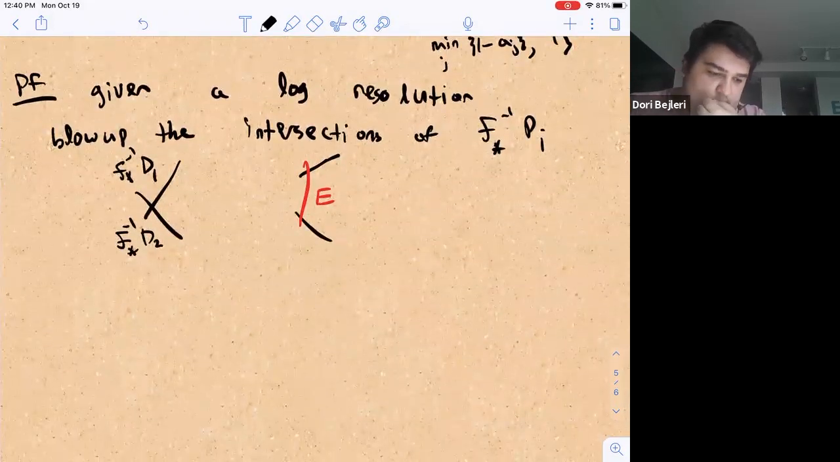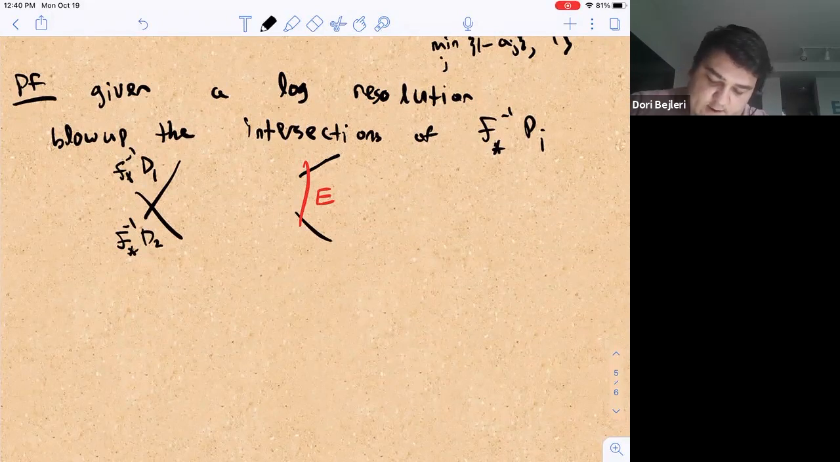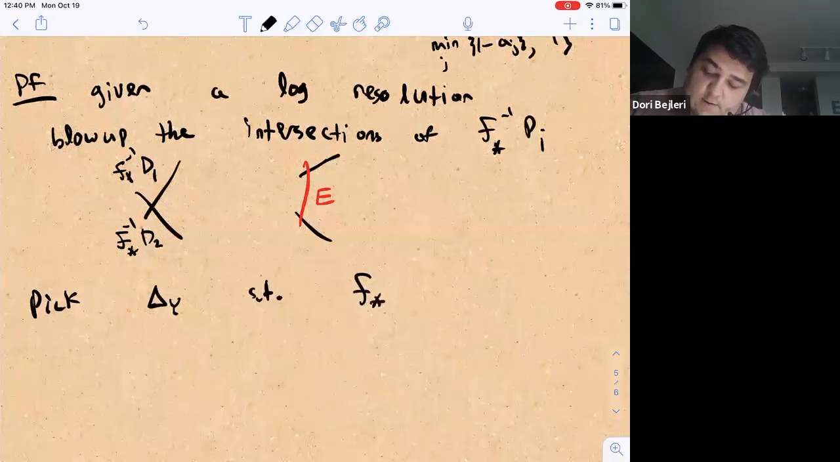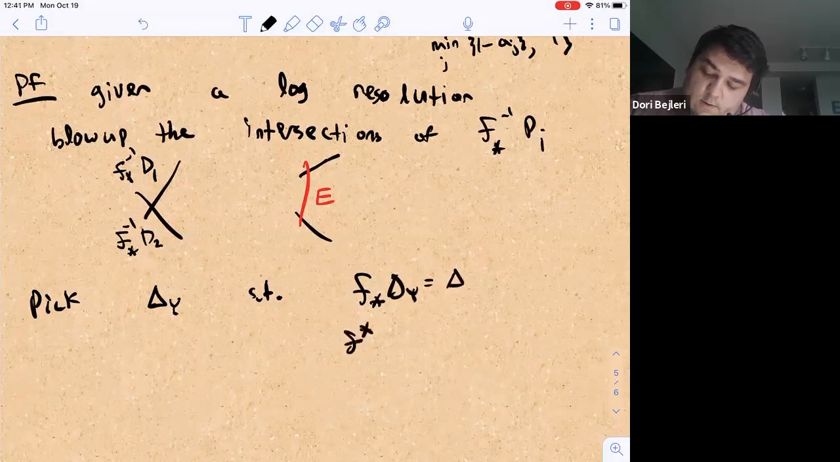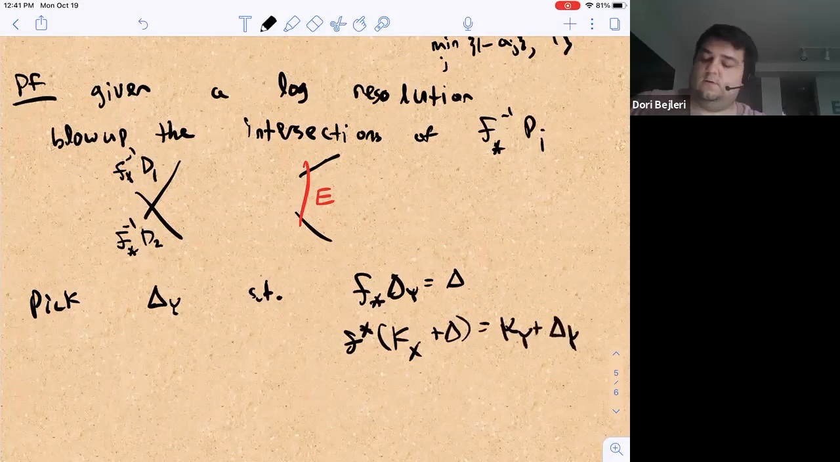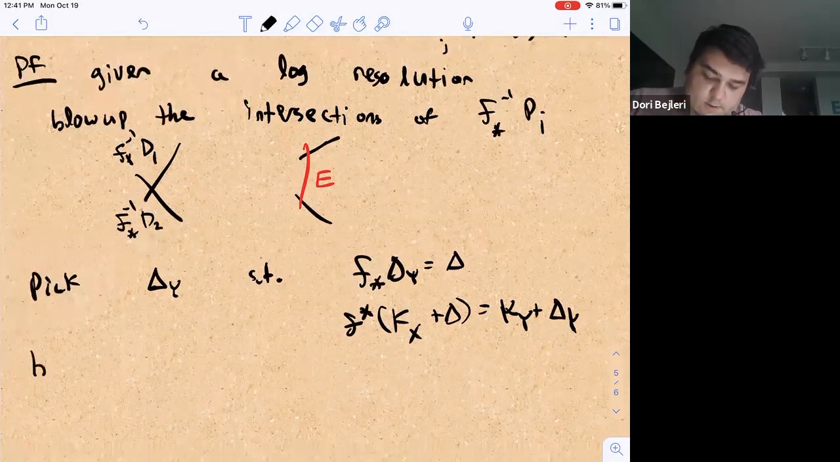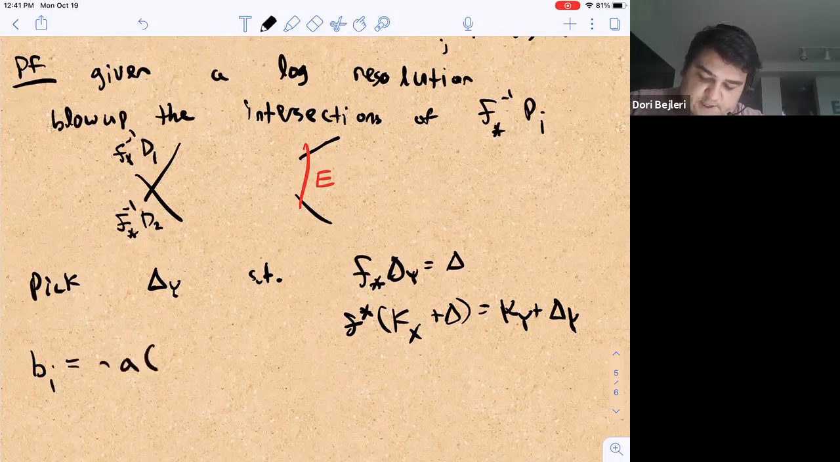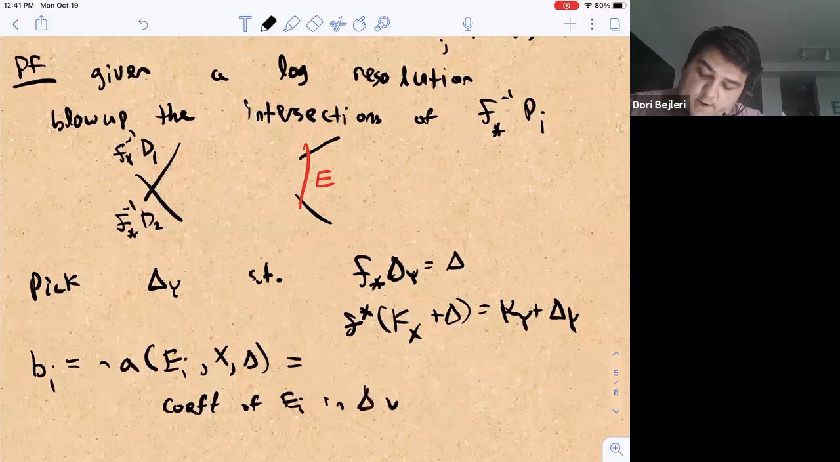Okay, so now just like before, given such a resolution, we'll pick our delta y such that these two things are satisfied, so we can compute discrepancies here. And then note that if we let bi be minus the discrepancy of our exceptionals for this resolution, then these are exactly the coefficients of ei in delta y as observed before, or really by definition.